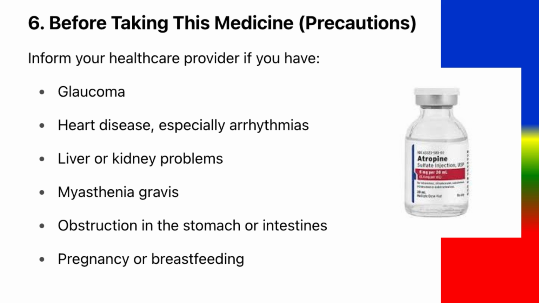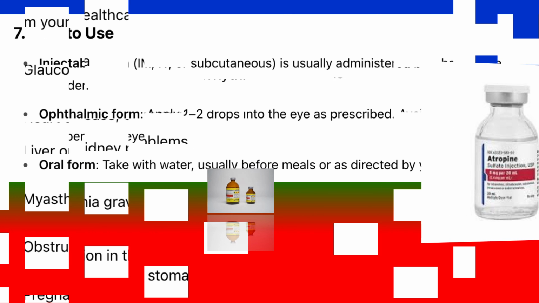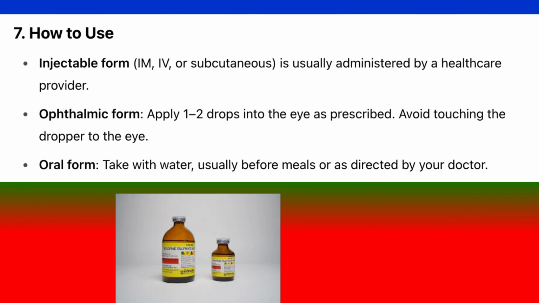7. How to use. Injectable form, IM, IV, or subcutaneous, is usually administered by a healthcare provider. Ophthalmic form, apply 1 to 2 drops into the eye as prescribed. Avoid touching the dropper to the eye. Oral form, take with water, usually before meals or as directed by your doctor.